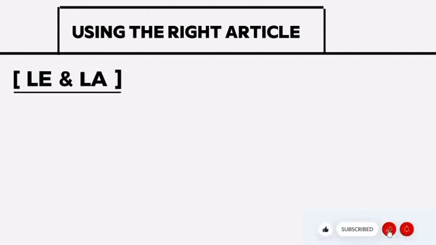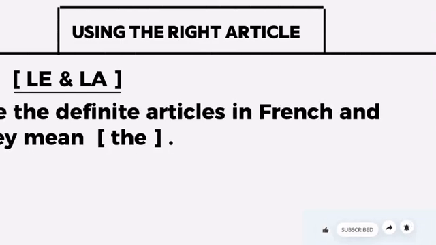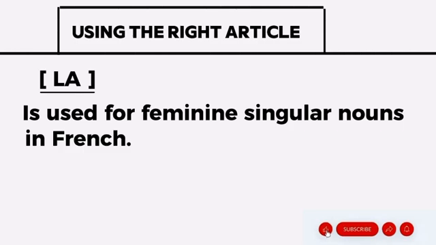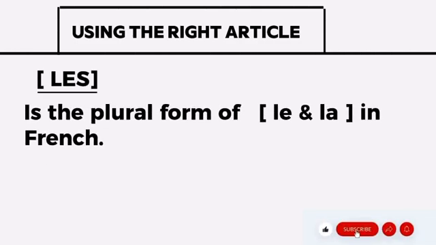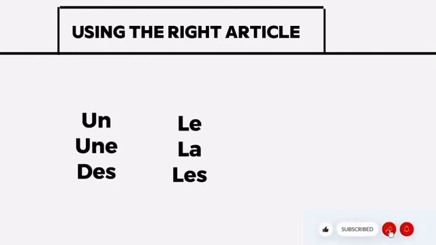Again, le and la are the definite articles in French, meaning the. Also, la is used for feminine nouns, whereas le is used for masculine nouns. Again, both le and la have the plural les, which also means the. Yes, these are the various articles in French with their grammatical functions.